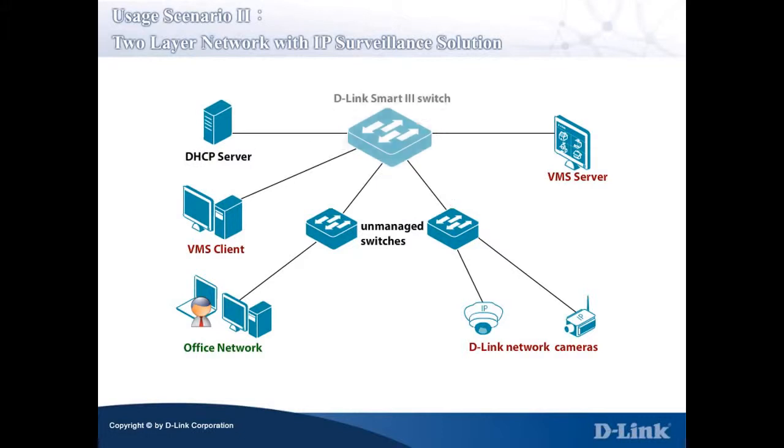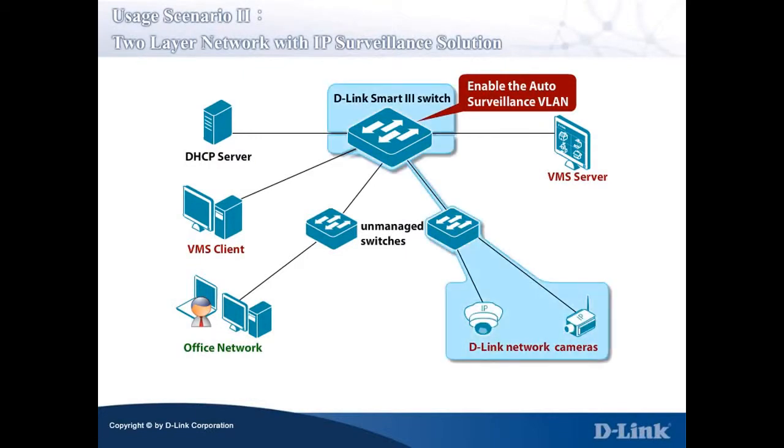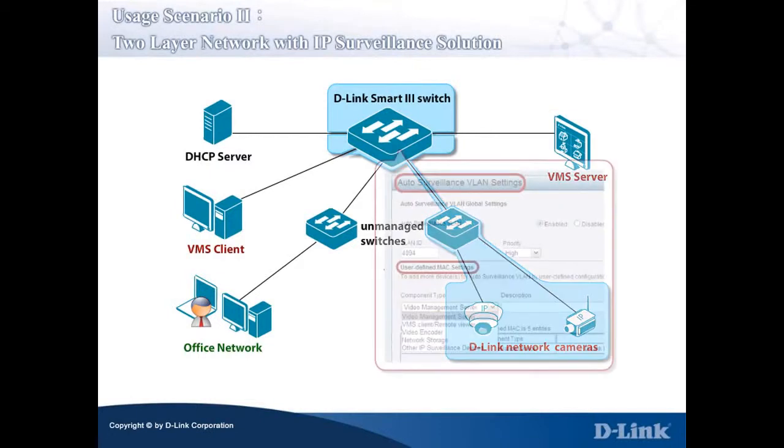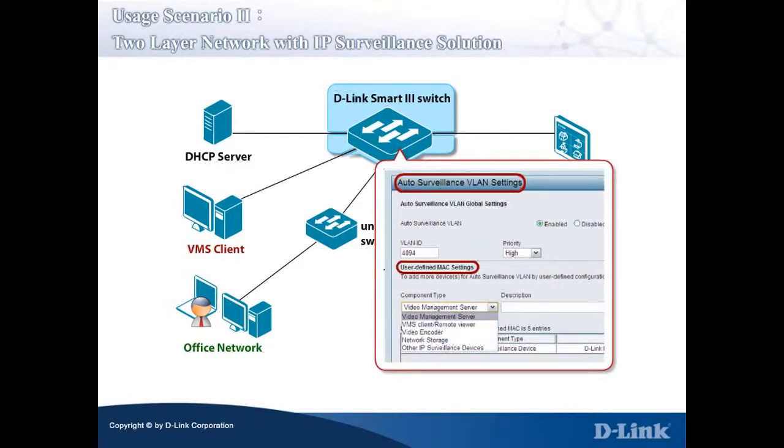Like Usage Scenario 1, you only need to enable the Auto Surveillance VLAN feature. D-Link network cameras are automatically added to Auto Surveillance VLAN with high priority. To record and view videos from the network cameras, we have to add the MAC address of the VMS server to the Smart 3 switch Auto Surveillance VLAN settings. Follow the steps adding user-defined MAC settings we showed you in Usage Scenario 1.